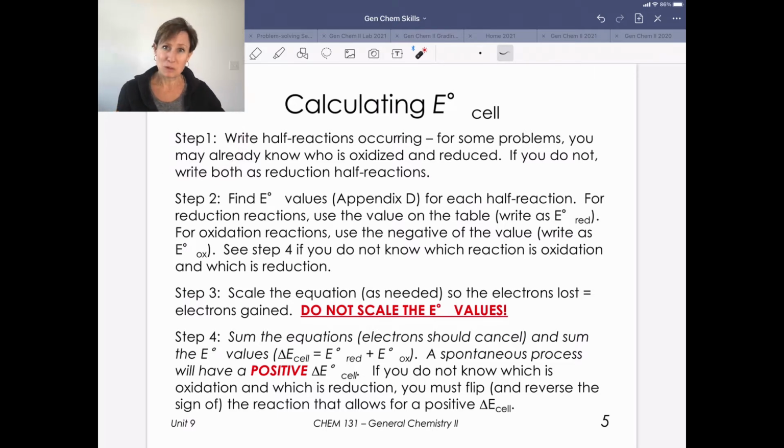So this builds on our first skill of writing and balancing half cell reactions. For some species, you might know who's oxidized or reduced. If not, write everything to start as a reduction reaction. Then we're going to find values in Appendix D for the standard reduction potential for each of those half reactions that we wrote as reductions.